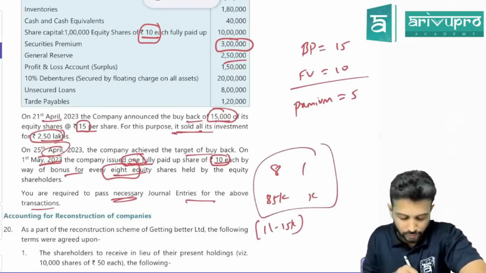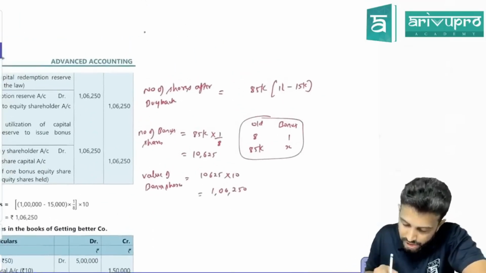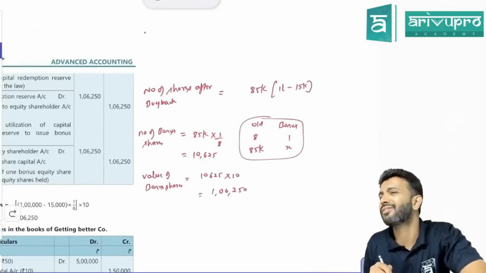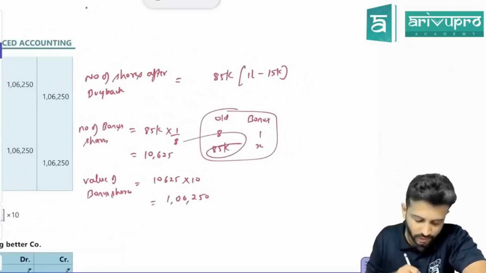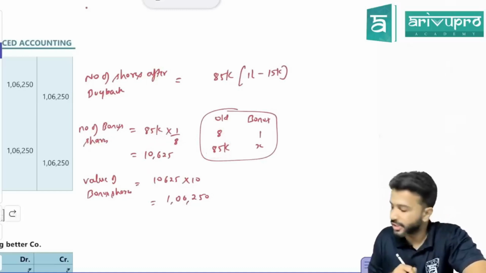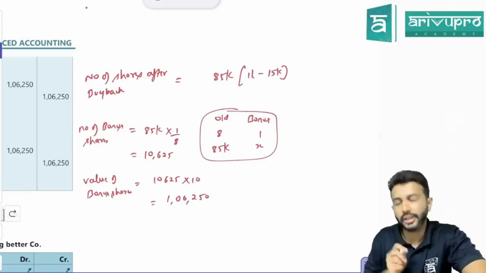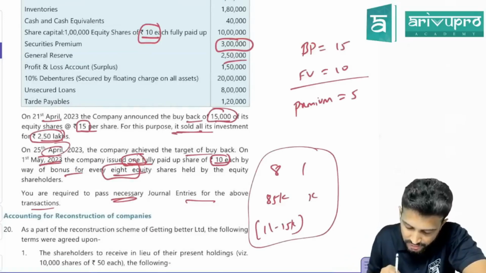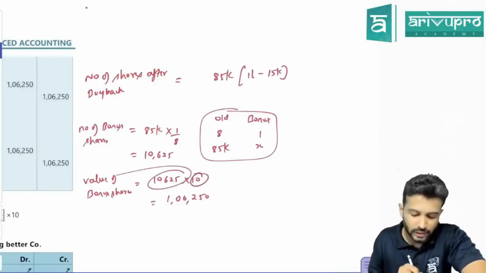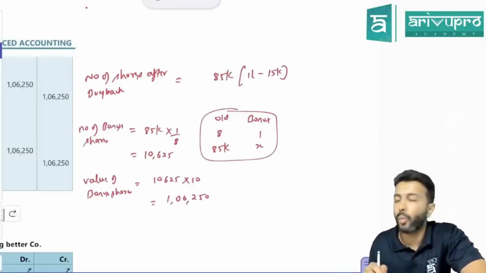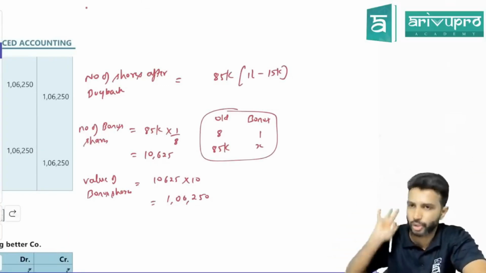If you have 85,000, how much? If you calculate, I think I've already done it. So the number of bonus shares will be 10,625. Sir, is this 85,000 the value of shares or number of shares? Number of shares. And this 10,625, is it the value of bonus shares or number of bonus shares? Number of bonus shares. The value of each bonus share they told in the question, which is 10 each. 1 share is worth 10 rupees. We have 10,625 bonus shares, so the total value will be 1,06,250 rupees. That is the value of bonus shares which the company has issued.